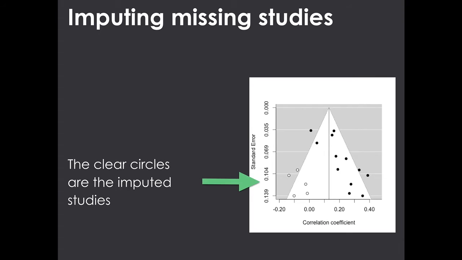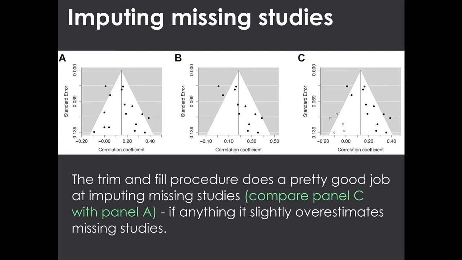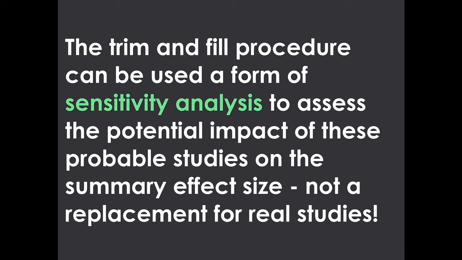Now, within R, it actually adds in the imputed studies using these clear circles here. So once you include these clear circles, now this plot looks much more symmetrical. You can see, combining all these three things together, that the trim and fill procedure does a pretty good job at imputing these missing studies. Just compare panel C with panel A. If anything, it slightly overestimates these missing studies.